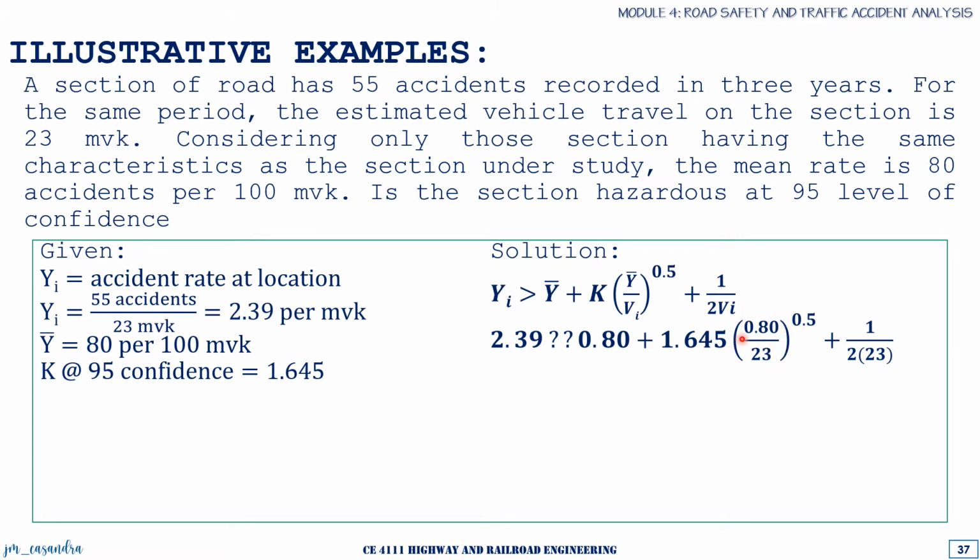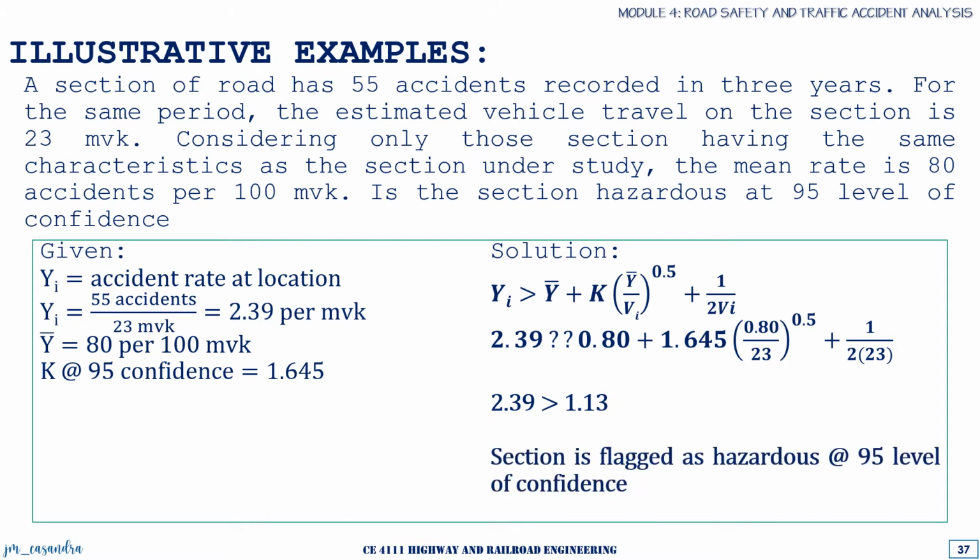The volume is 23. So we compute now. 2.39, is it less than or greater than this equivalent equation? 1.13. So it's greater, y sub i is greater than 1.13. Therefore, the section is flagged as a hazardous location or as a black spot at a level of confidence of 95%.